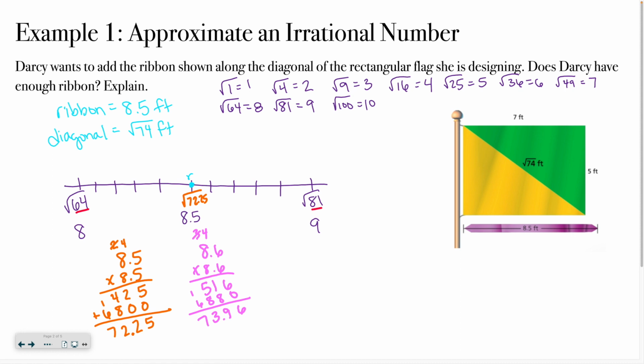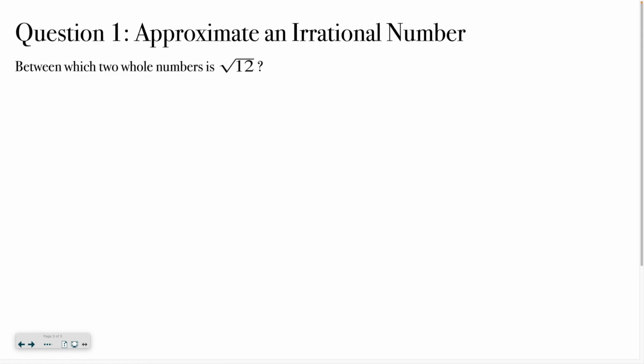Okay, so you would be able to say it that way as well. So maybe you did a guess and check method, and that's just fine. Let's take a look at this problem now, where we are just trying to determine where that square root of 12 is, between which two whole numbers.